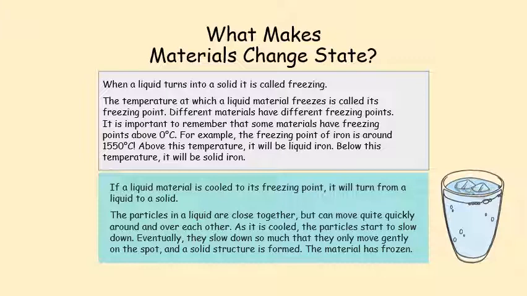If a liquid material is cooled to its freezing point, it will turn from a liquid to a solid. The particles in a liquid are close together but can move quite quickly around and over each other. As it is cooled, the particles start to slow down. Eventually, they slow down so much that they only move gently on the spot and a solid structure is formed. The material has frozen.